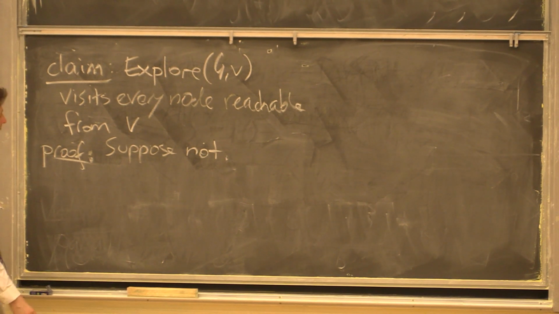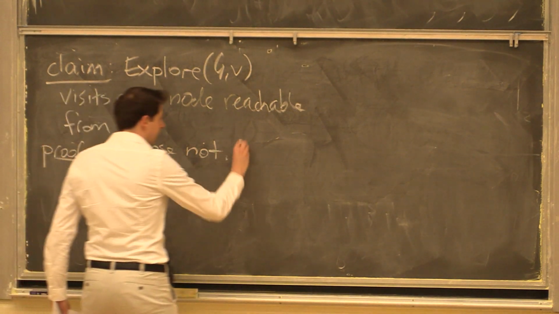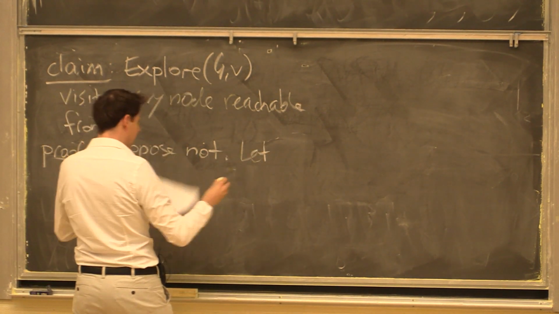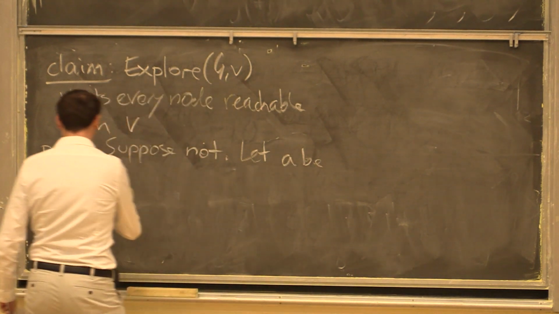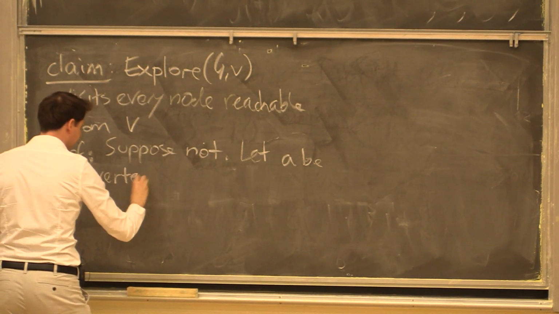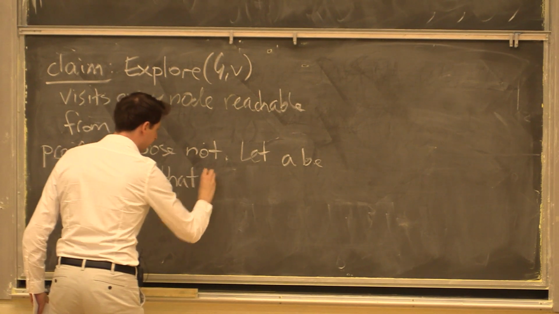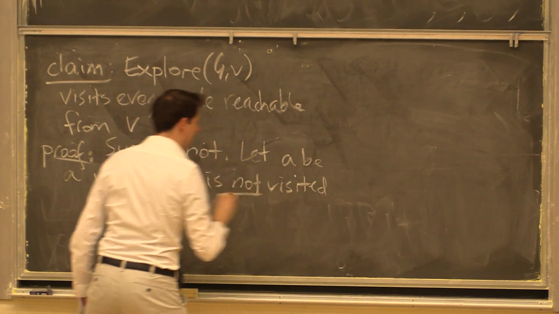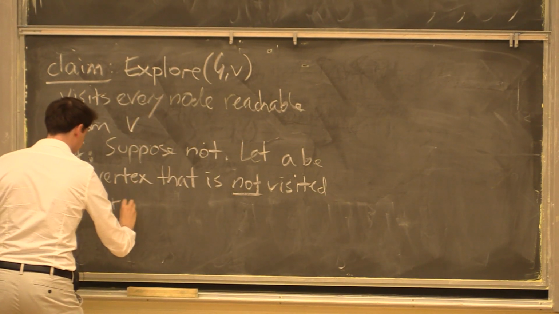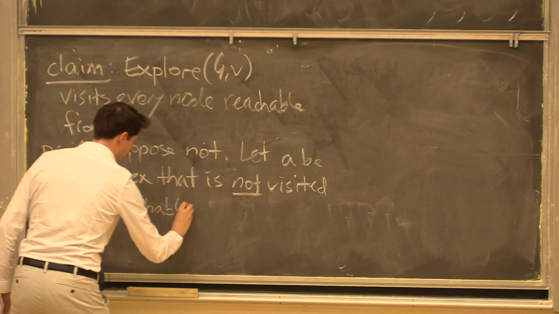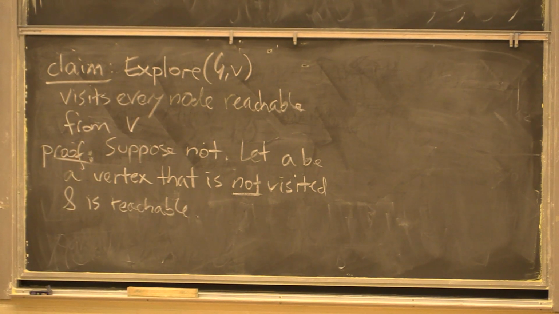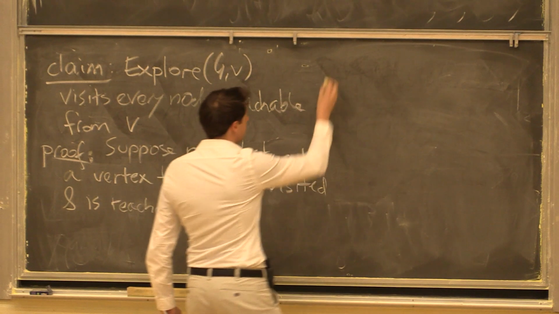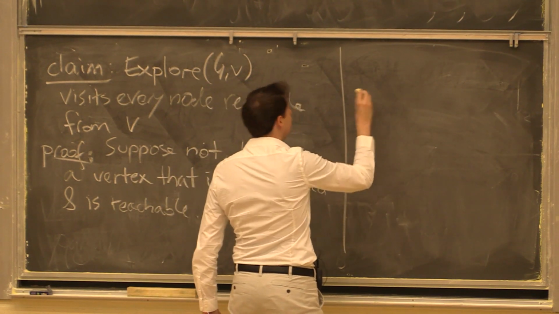So, let A be a vertex that is not visited and is reachable. That is the instance of the suppose not. There is a vertex reachable from V, and it has not been visited by explore. Here's something you can do to reason and really see why this code works.